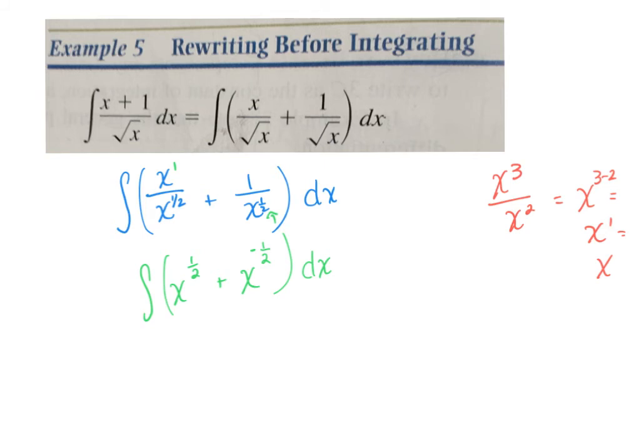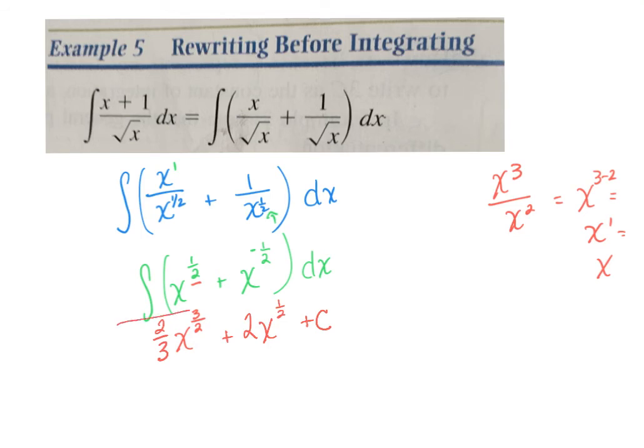So now to do my integration, I am going to take 1/2 plus 1, right? Which is what? x to the what? 1/2 plus 1 is 3/2. If I divide by 3/2, it's like multiplying by 2/3, right? Plus, what is negative 1/2 plus 1? x to the what? 1/2. If I divide by 1/2, it's like multiplying by 2, plus c.